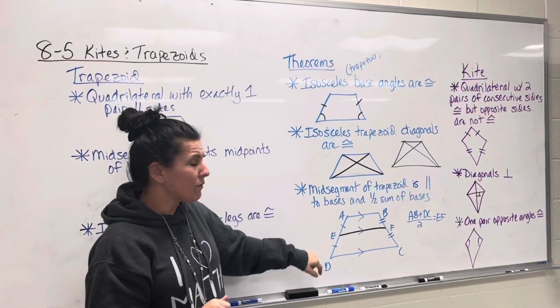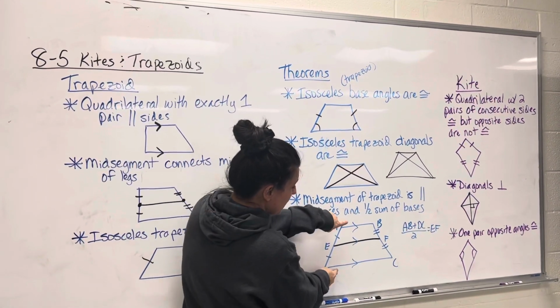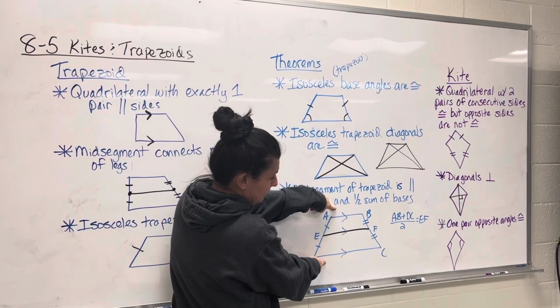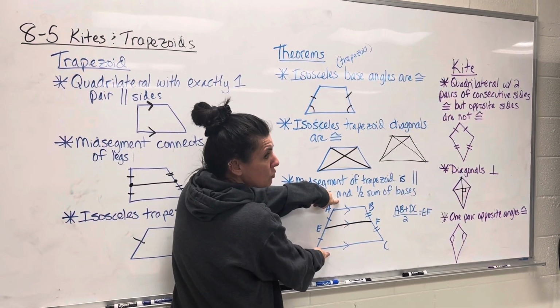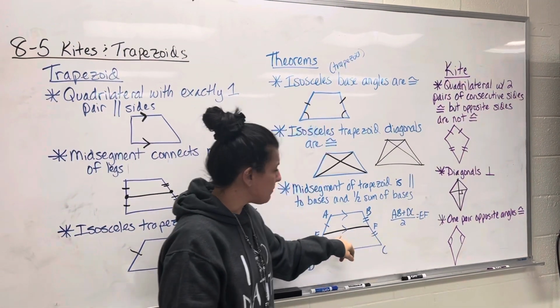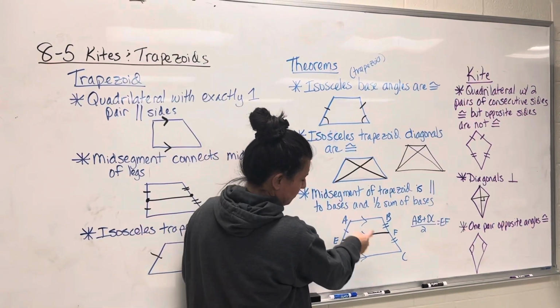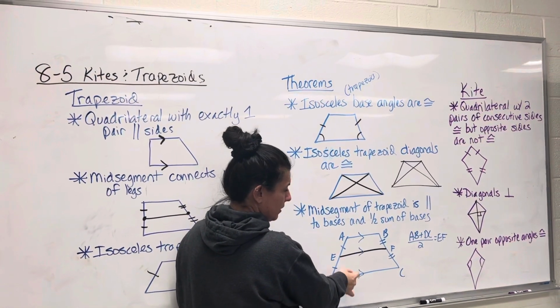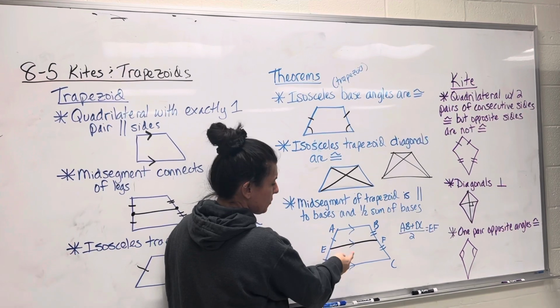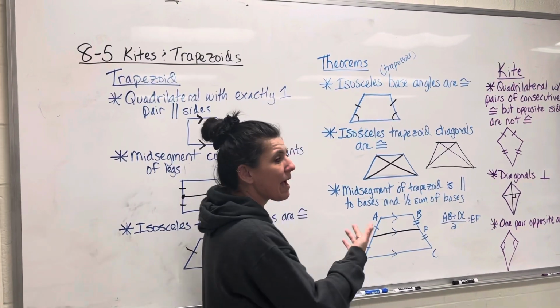Mid-segment of a trapezoid, there are two ideas. It's parallel to the two bases. Remember, the bases are the ones that are parallel. The mid-segment is going to be parallel to those bases. And to find the length of that mid-segment, you average the bases. So AB plus DC, you add those two lengths and divide by 2, that gives you the length of that mid-segment. So the mid-segment is the average of the bases.